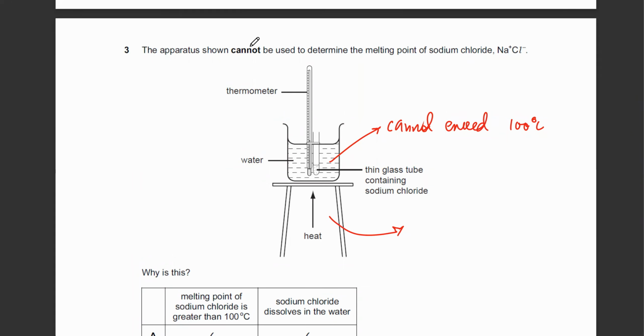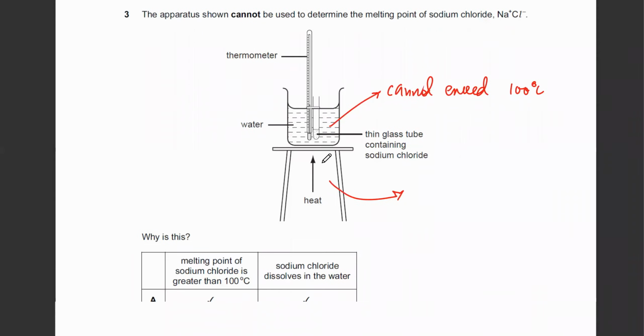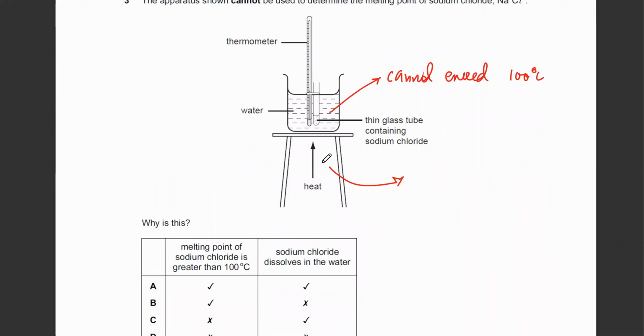So he's saying the apparatus shown cannot be used to determine the melting point of NaCl. Why is that? Why can't you melt NaCl using this heating method? I mean, that's your normal table salt. What could be the reason? And what do you think the melting point of the normal table salt that you have is?